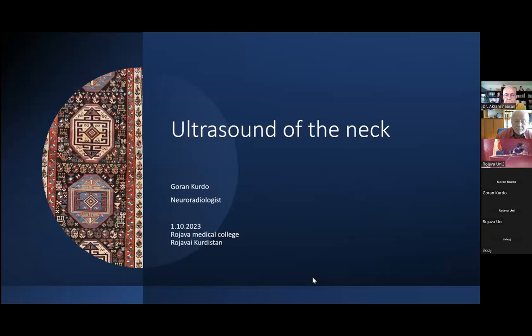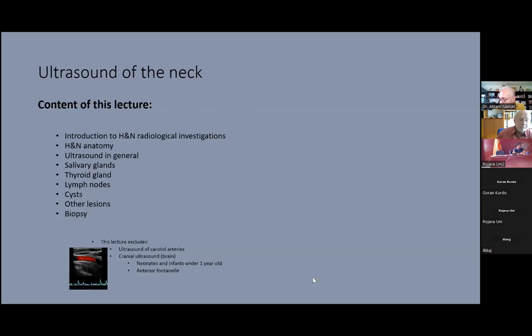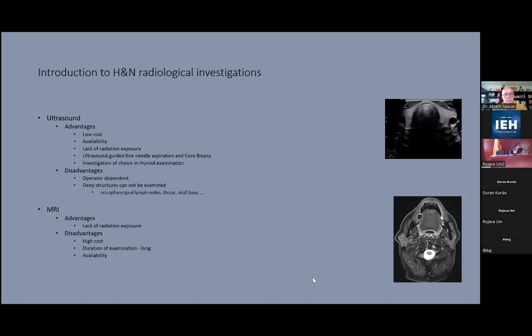This lecture is about the ultrasound of the neck, and in this lecture we will speak about different subjects. This is the content of this lecture, and this lecture will exclude the ultrasound of carotid arteries and cranial ultrasound. First, we will speak about the radiological investigations, and first we will talk about the ultrasound.